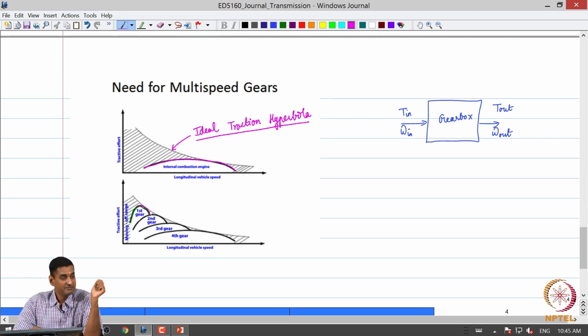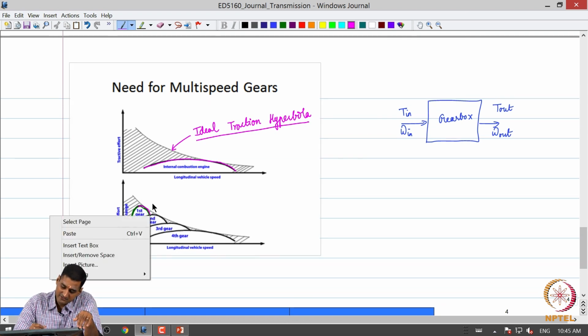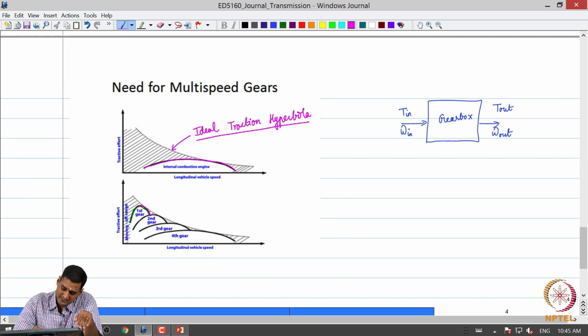Now we switch to the second gear. So what happens? The operation of the transmission goes like this. Then we go along the second gear, and after some time, even when the gear is in second gear, the torque speed characteristics of the transmission output starts moving away from the ideal curve. So then what we do, we shift to the third gear and the curve goes like this and so on.